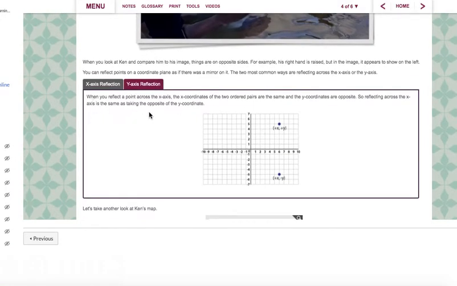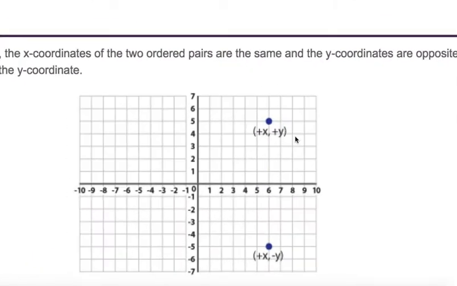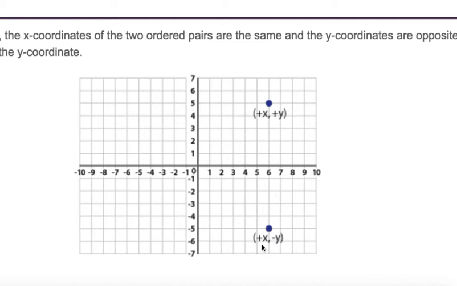You can reflect points on a coordinate plane as if there was a mirror on it. The two most common ways are reflecting across the x-axis or the y-axis. All right, so let's have a look here. When you reflect a point across the x-axis, the x-coordinates of the two ordered pairs are the same, and the y-coordinates are opposite. So reflecting across the x-axis is the same as taking the opposite of the y.